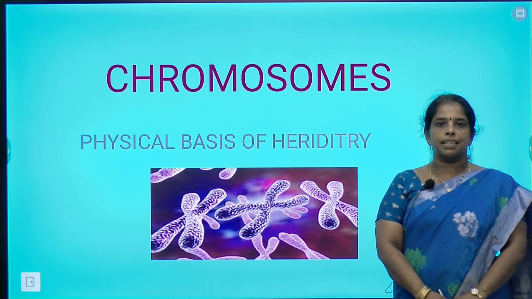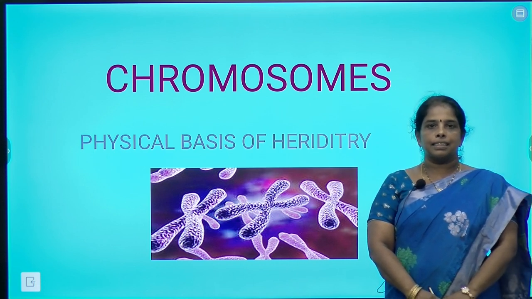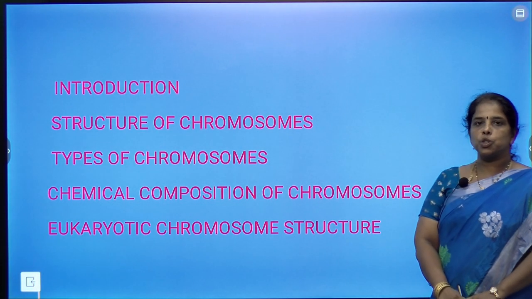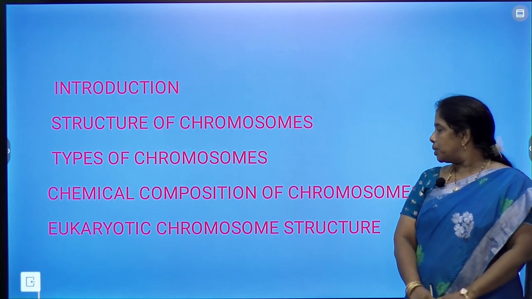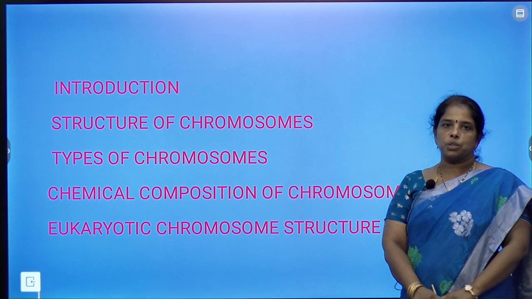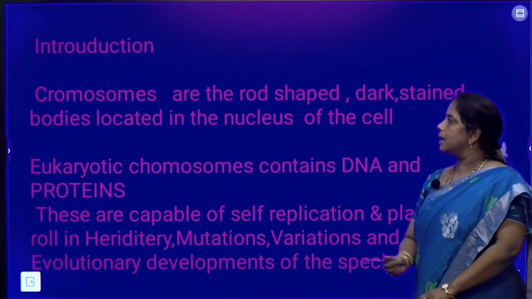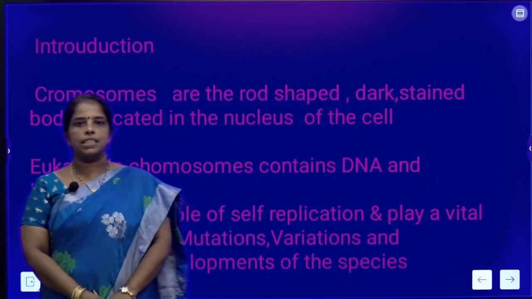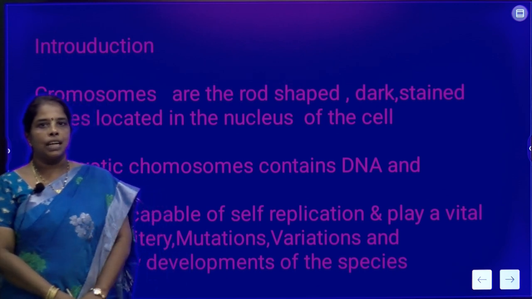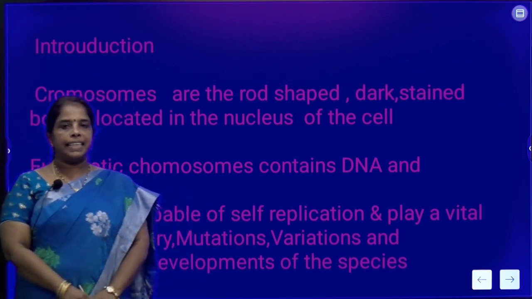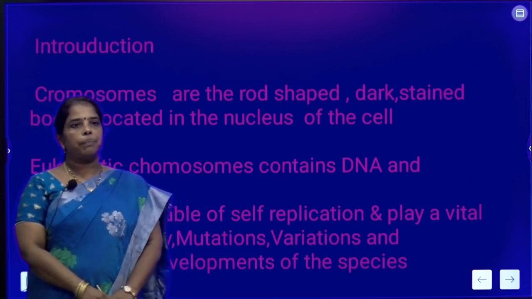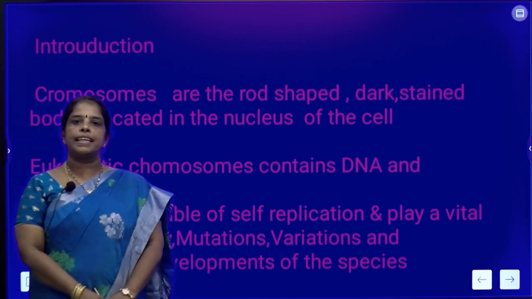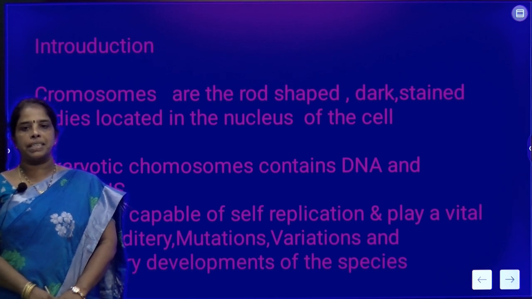Today we are going to discuss the chromosomes: introduction, structure of chromosomes, types of chromosomes, chemical composition of chromosomes and eukaryotic chromosome structure. Chromosomes are the physical basis of heredity, and these are the rod shaped stained bodies which are present in the nucleus of the cell. They are made up of DNA and proteins, and they play a vital role in hereditary variations, mutations and the evolutionary development of the species.